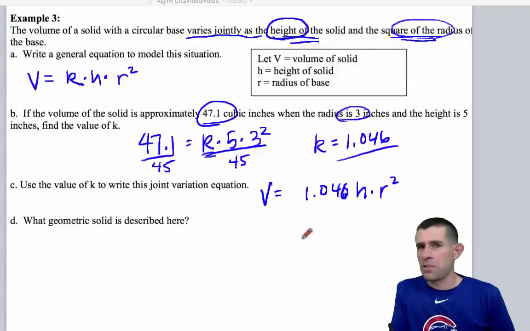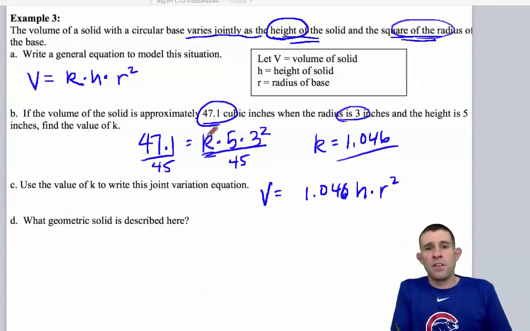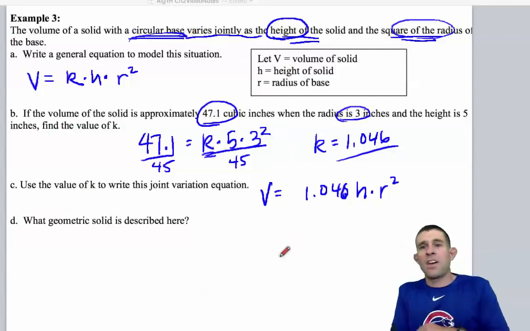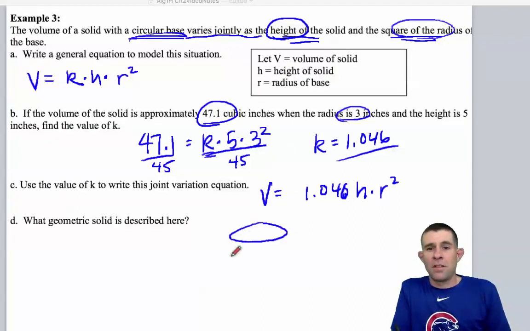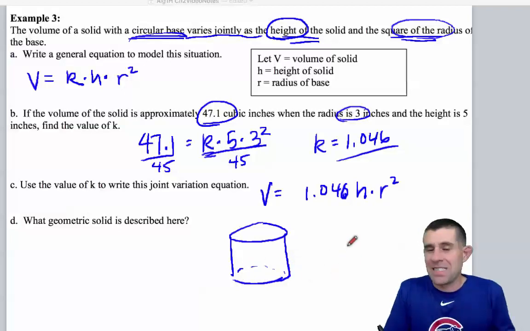All right, now what geometric solid is this? Going back to geometry last year, you have a circular base. It's a volume of a solid, so it might look something like this. You guys should probably know that as a cylinder.